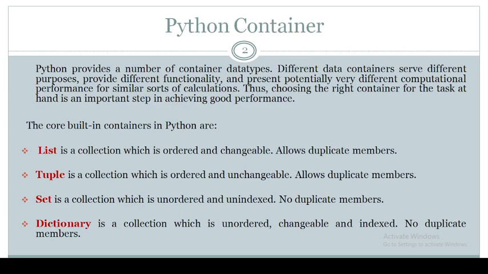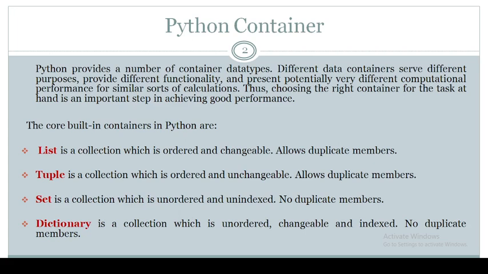So Python provides actually four different containers, and that is called the built-in containers, and they are list, tuple, set, and dictionary. So these four, list, tuple, set, dictionary, are the built-in containers in Python. So I'm going to explain one by one. The first one is list.